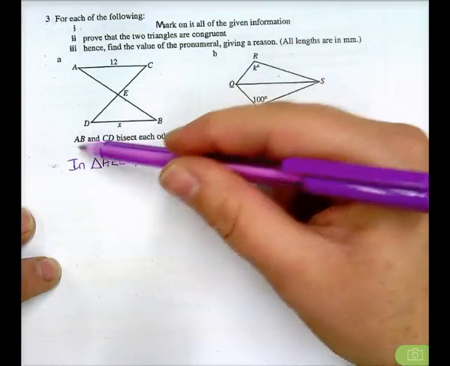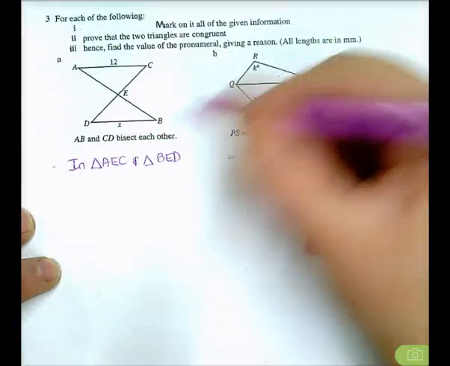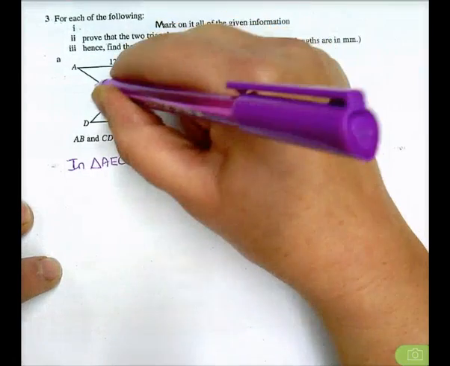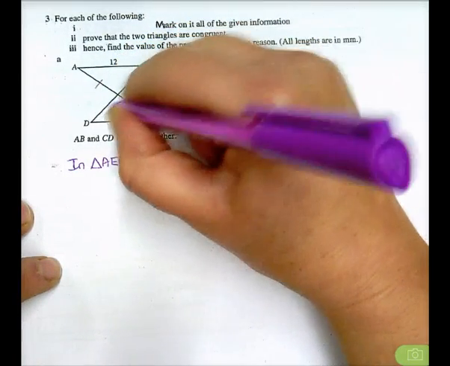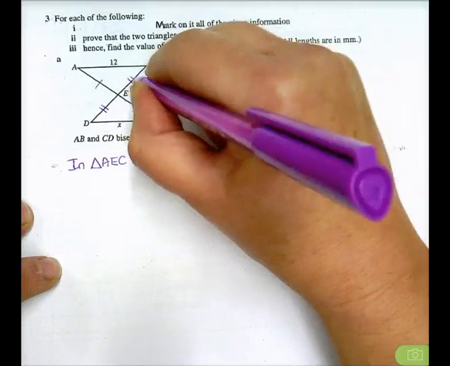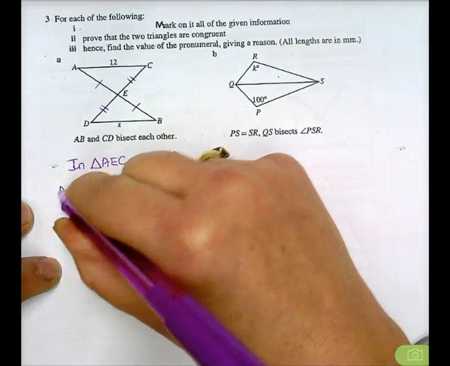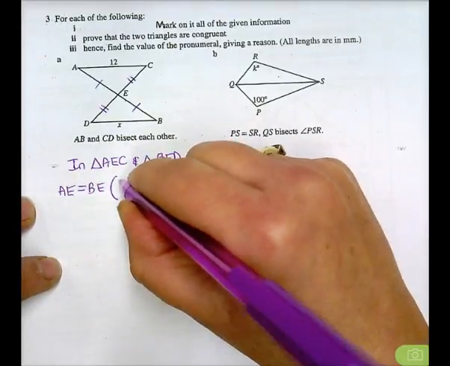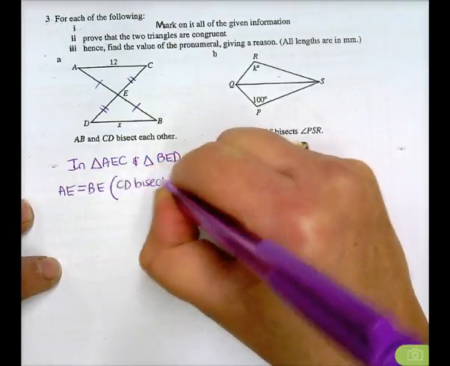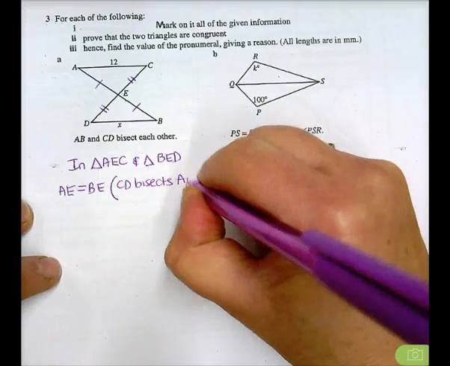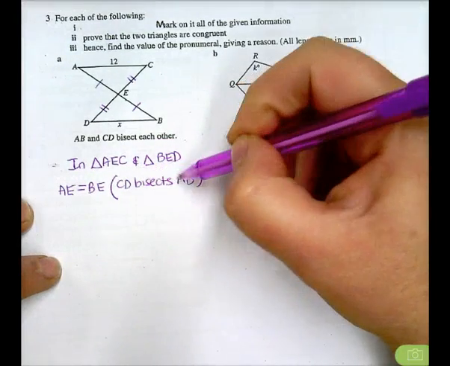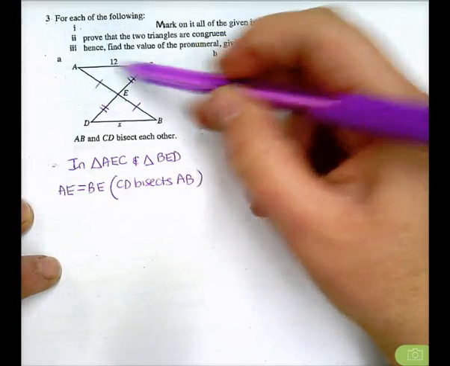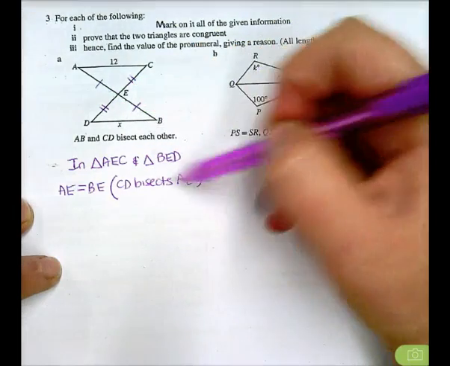So we're told that AB and CD bisect each other. So we can start with that. If AB and CD bisect each other, then AE will equal EB and DE will equal CE. So we can say that AE equals BE, and the reason is that CD bisects AB. So in other words, CD cuts AB in half. That's what that means. So I'm saying that AE equals BE because CD cuts AB in half or bisects AB.